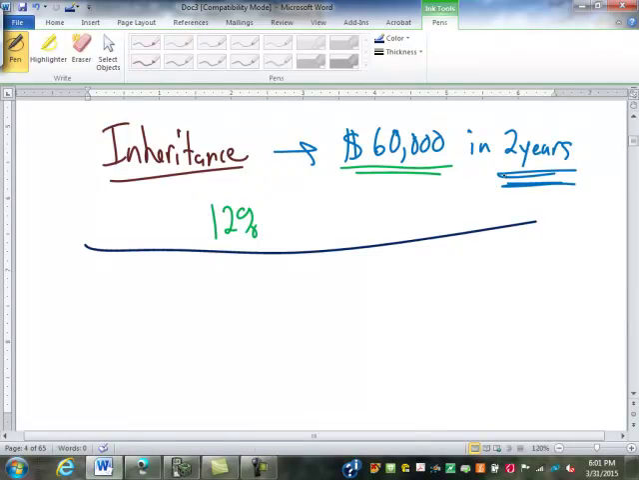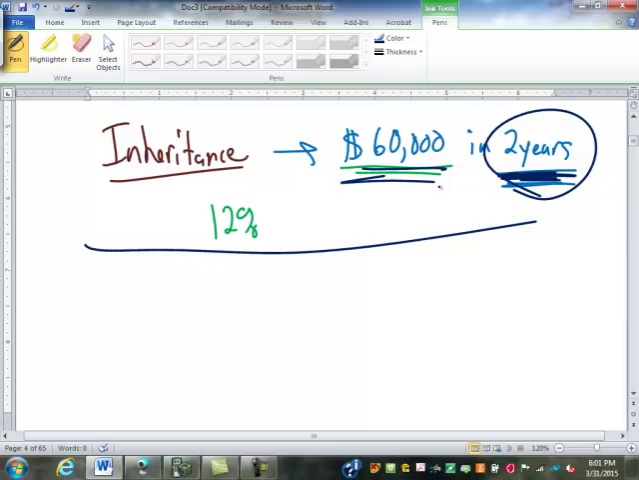Or you want the money 2 years before you're actually going to get it. Let's say you're 23 and you're going to get it at 25. So the bank's going to give you the money now, and then in 2 years they get the inheritance. Well, they're not going to give you the $60,000. What they're going to give you is a discounted amount. Because all they're going to get at the end of the 2 years is that $60,000.